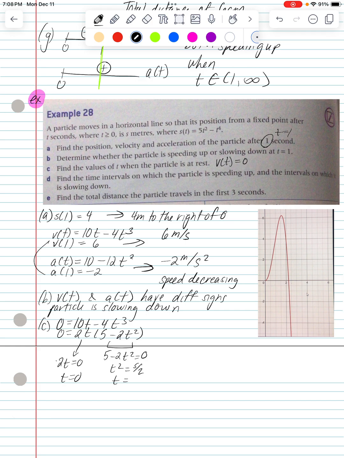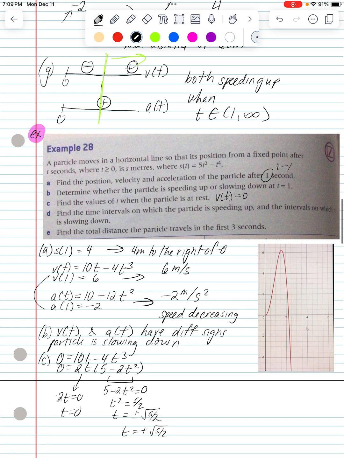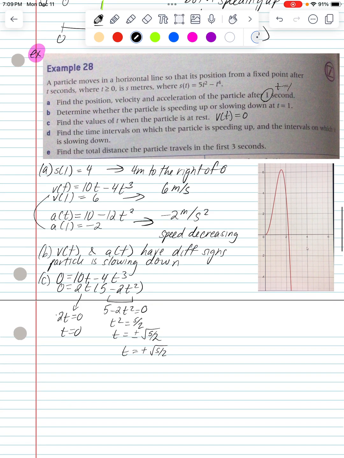So I'd be taking the square root of that, which could be positive or negative. But again, because of the restrictions in our domain up here, the only value that can exist in this domain is going to be the positive case, so positive root 5/2. So that's all the question was asking for this one. Find the t values when the particle is at rest. It did not ask us to find the coordinates where it is at rest.